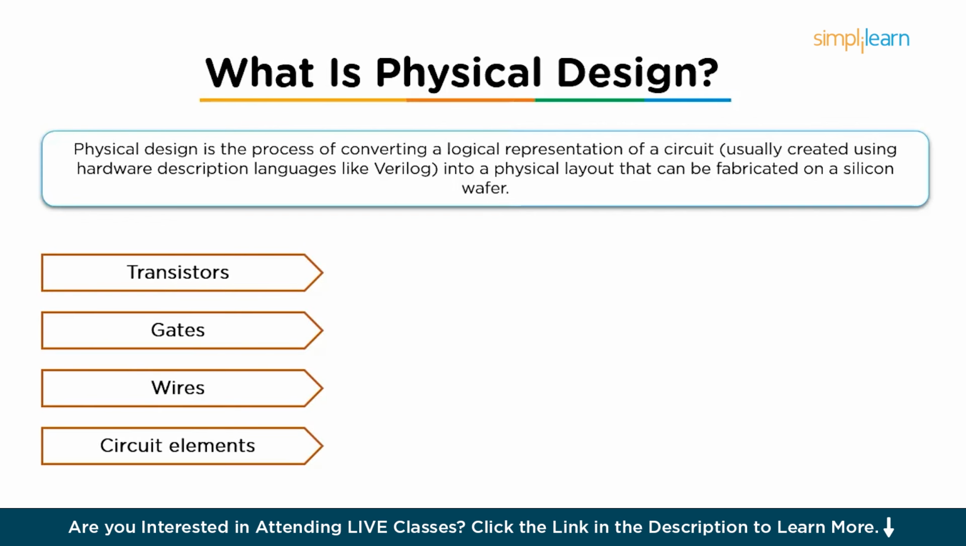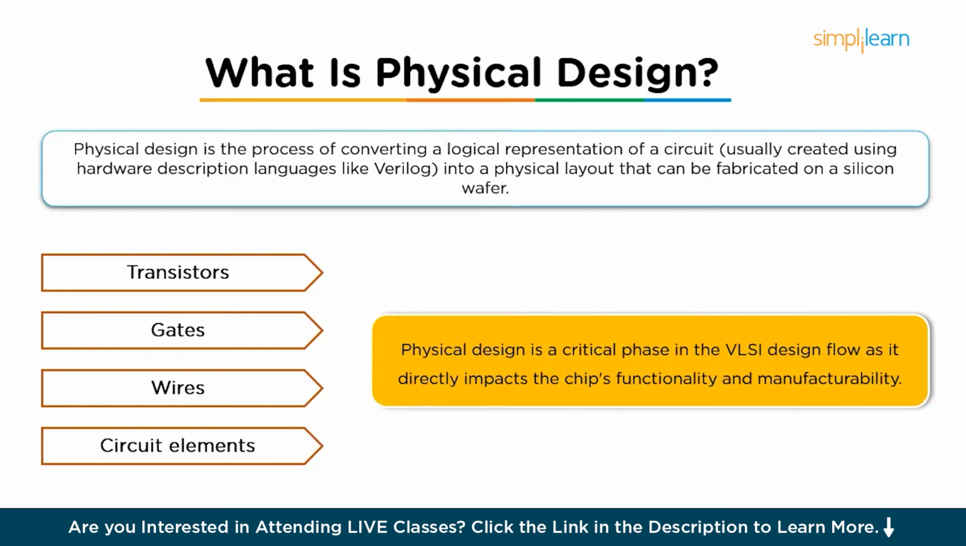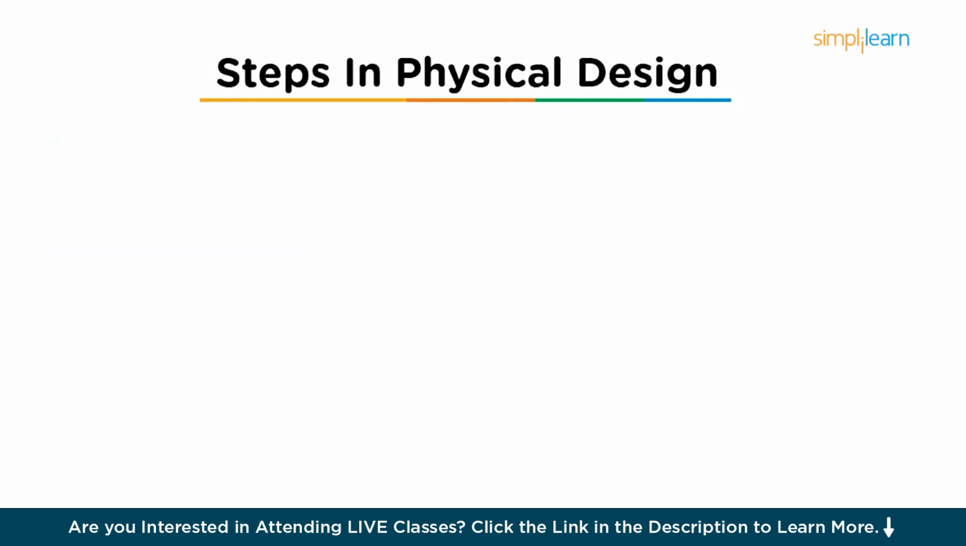This process ensures that the physical placement of the components on the chip adheres to design rules while meeting performance goals such as speed, power consumption, and area efficiency. So physical design is a critical phase in the VLSI design flow as it directly impacts the chip's functionality and manufacturability. So what are the steps in physical design?